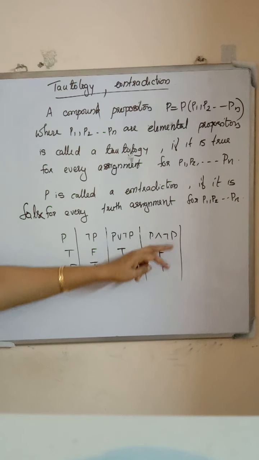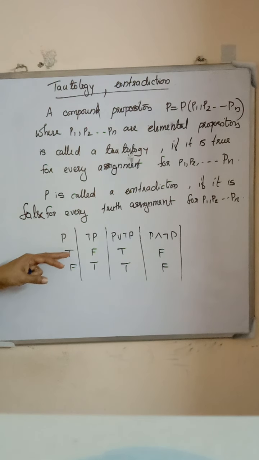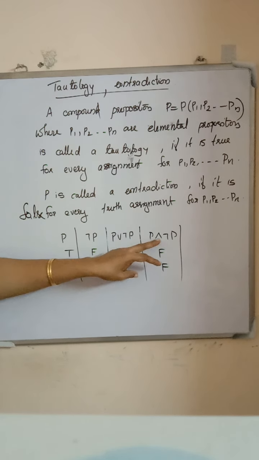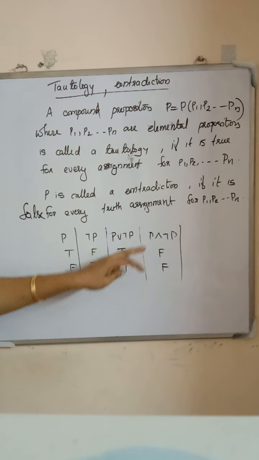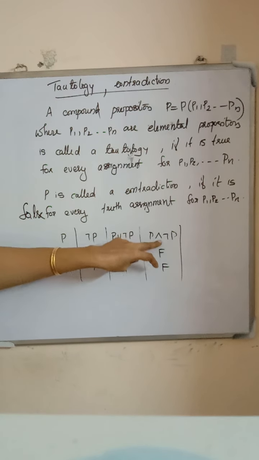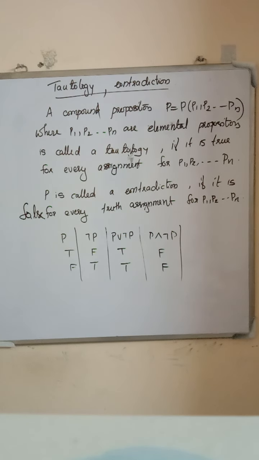What about P and negation P? True and false is false. Also false and true is false. So P and negation P is false. So this compound statement P and negation P is a contradiction. If a compound statement is a tautology, then in its truth table all the truth values are true. If a compound statement is a contradiction, then its truth values are all false.